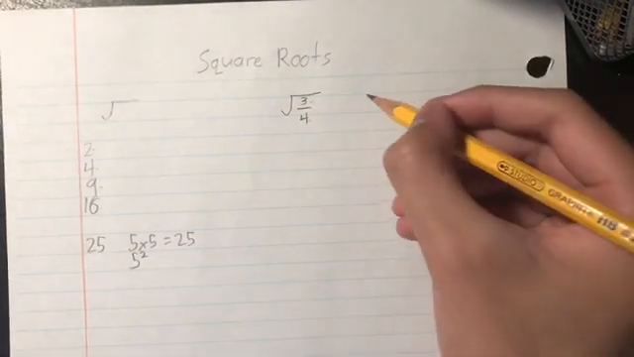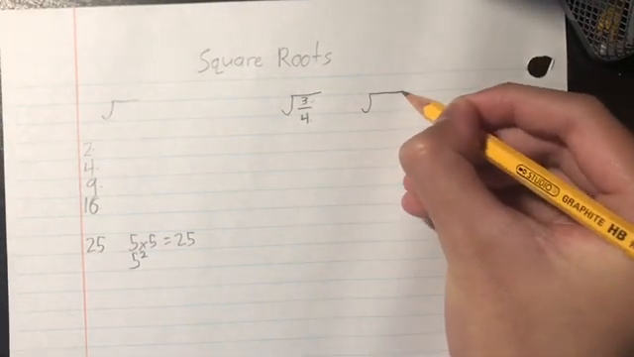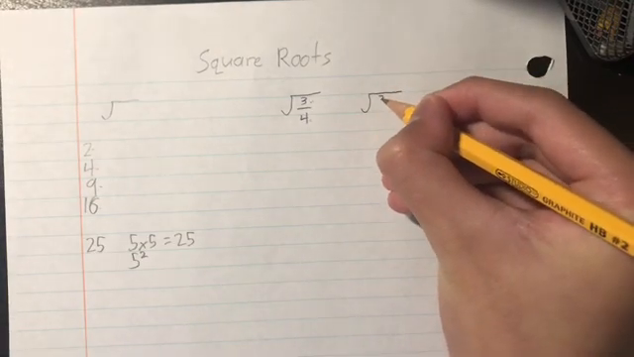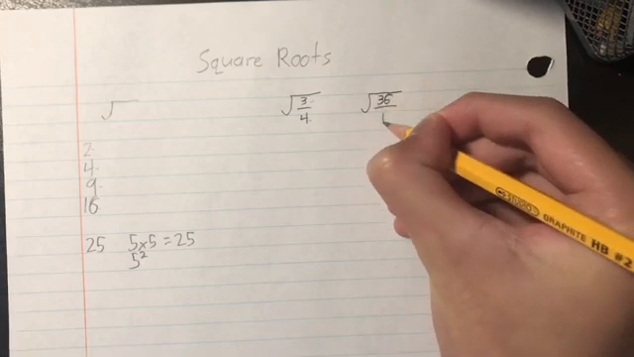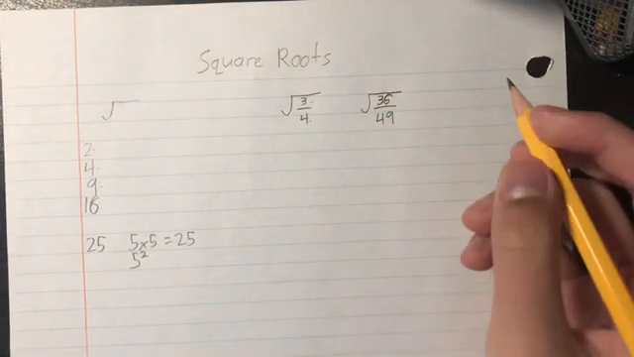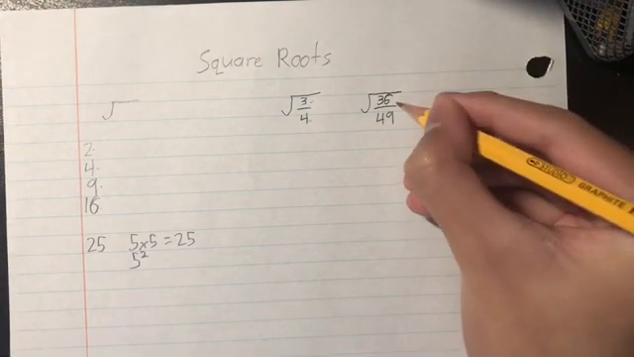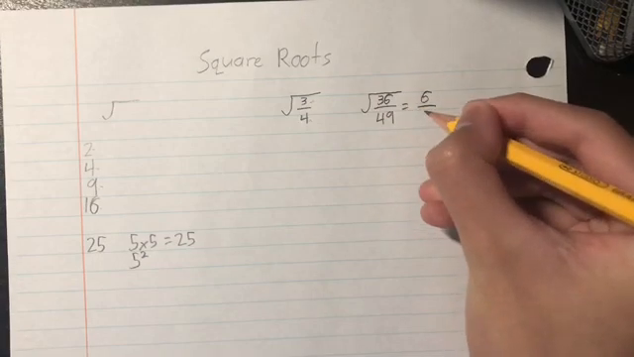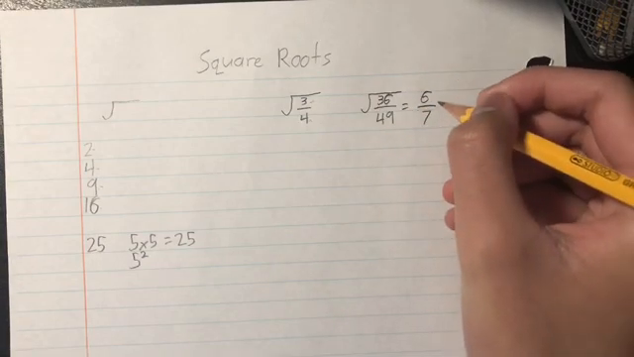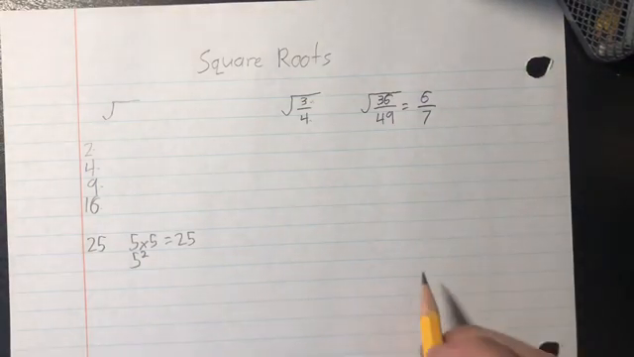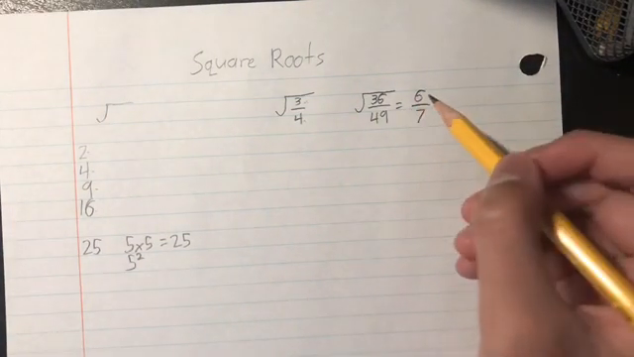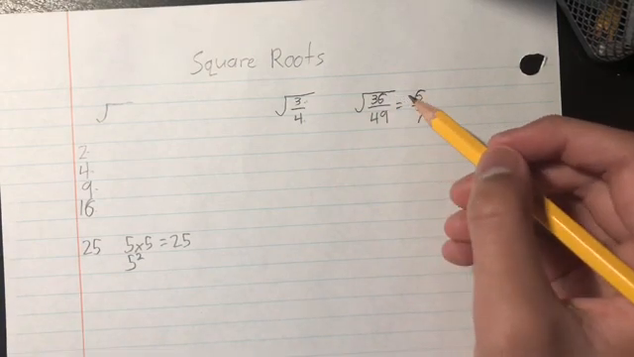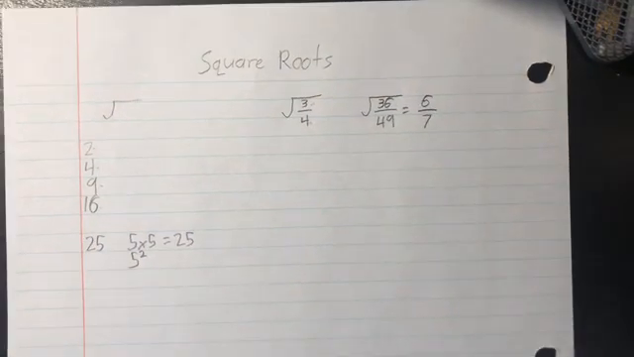So, for example, if this fraction was 36/49, then it would be possible because the square root of 36 would be 6, and the square root of 49 would be 7. So the fraction would be 6/7. Basically, you just have to find the denominator and the numerator of the magic number, if you know what I mean.